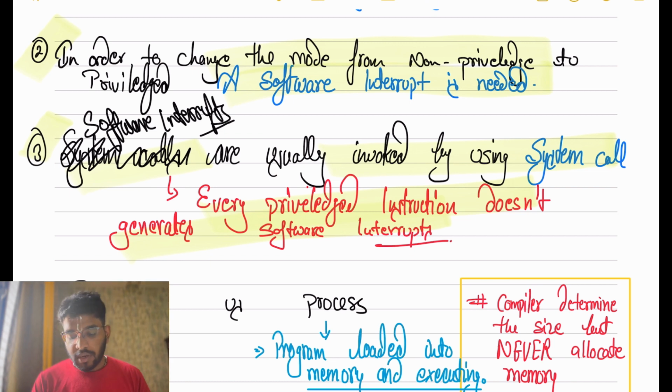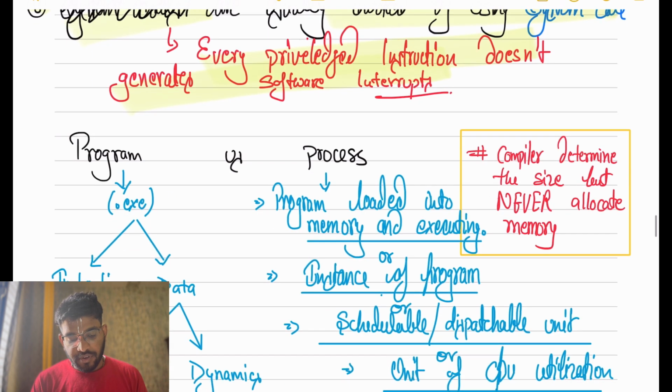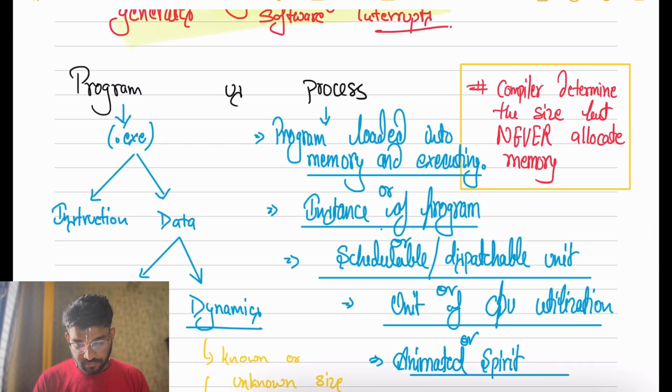Software interrupts are usually invoked using system calls, and every privileged instruction does not generate software interrupts.